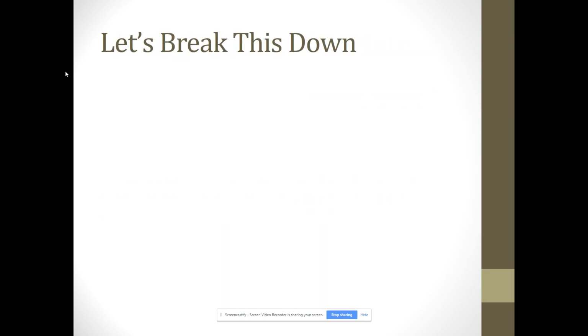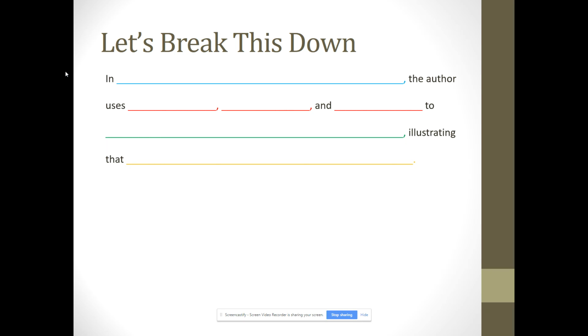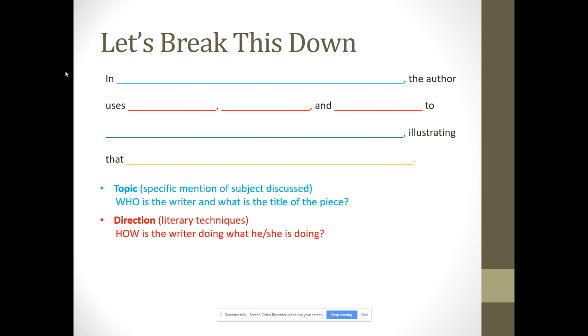Let's begin by breaking down this Holy Grail thesis structure. Once again, here is the thesis statement format. In the first blank, the blue blank, you will put the topic that you are writing about. You will answer the question, who is the writer, and what is the title of the piece? In the next set of blanks, the red blanks, you will establish a direction for your essay. When I say direction, I mean that you will list the specific literary techniques that you will be discussing. You are explaining how the writer is doing what he or she is doing.